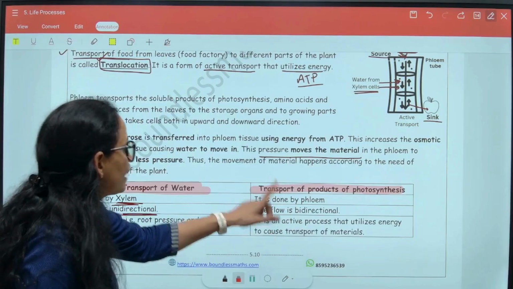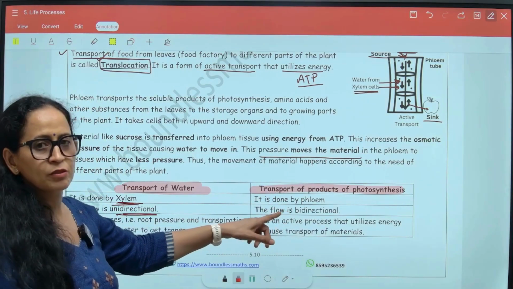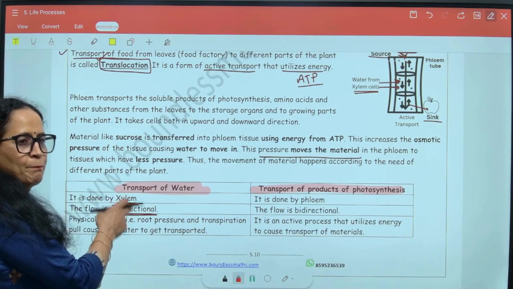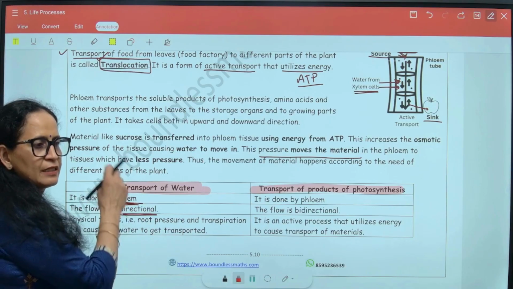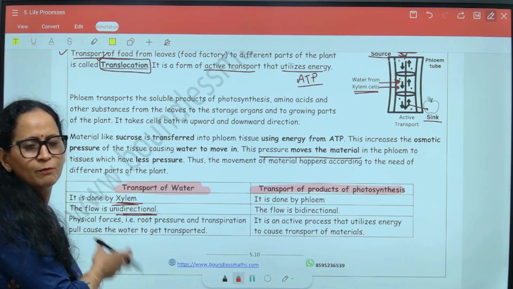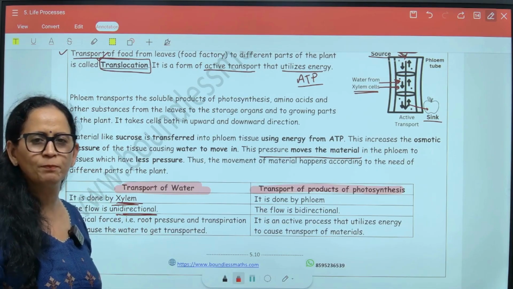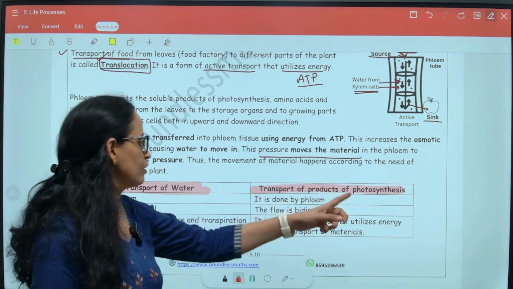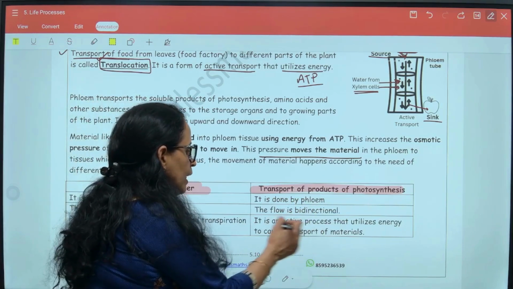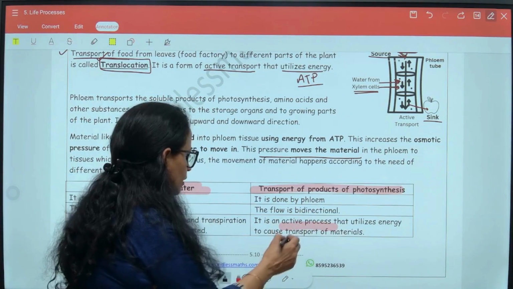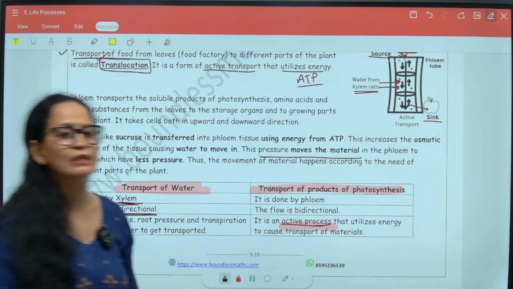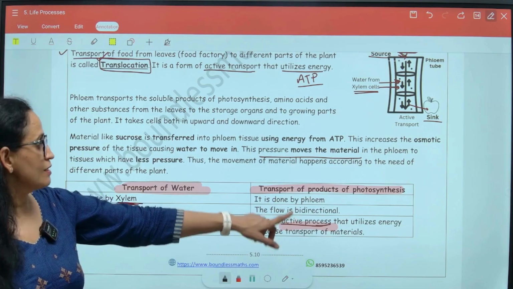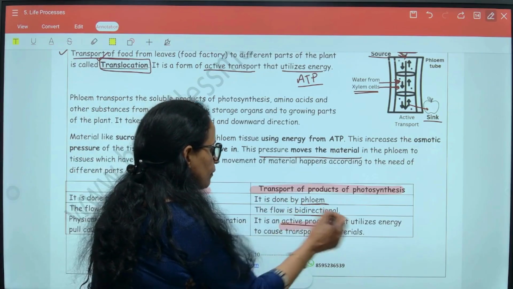This is an active process that involves utilization of ATP to initiate the process. This is a passive process. It does not need ATP. It is initiated by the physical forces. The two physical forces are root pressure and transpiration pull. Whereas transport of food or the products of photosynthesis is an active process. It involves using ATP to initiate or to trigger the process of transportation. It is a bidirectional process and it is taken care of by the phloem.